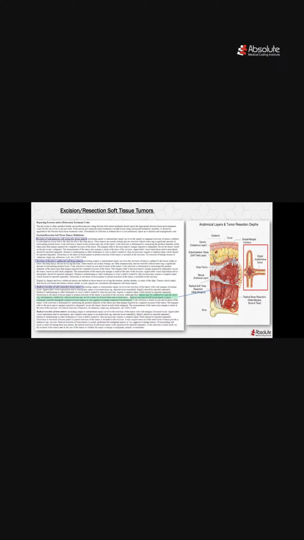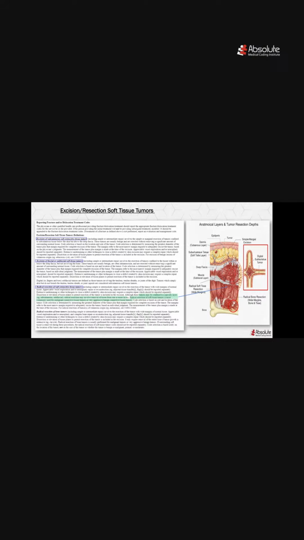So the radical resection of soft tissue tumors, even if the tumor is confined to one layer like subcutaneous or subfascial, requires removing the tissue from one or more layers. So these are mostly performed on malignant tumors or very aggressive benign tumors.